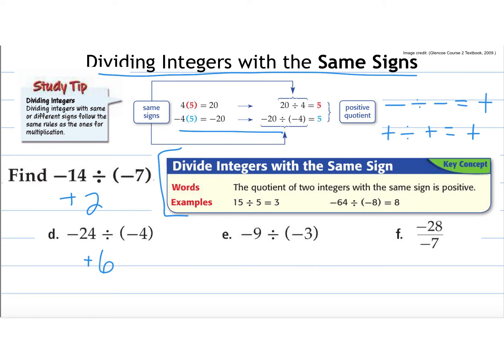Negative 9 divided by negative 3. 9 divided by 3 is 3, and the signs are the same, negative and negative, so that means our answer is a positive. And negative 28 divided by negative 7. Well, 28 divided by 7 is 4, and a negative divided by a negative makes a positive.